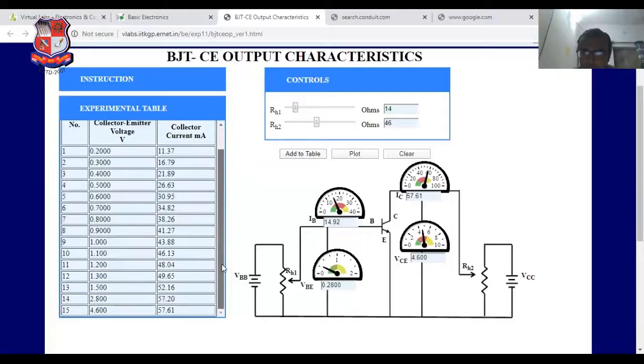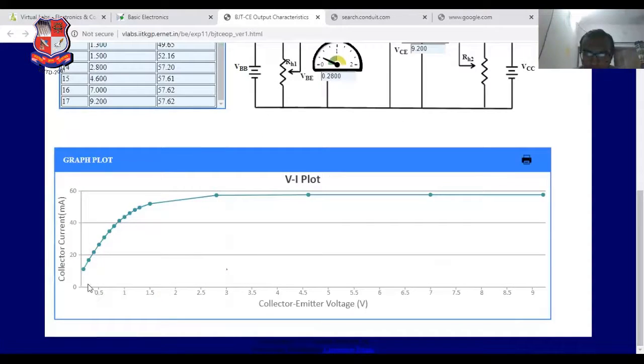Now see this, if you take different values. Now see 2.8 volt, 4.6 volt, collector to emitter: current is constant. See this, current is constant. After 2 volt, VCE equal to 2 volt, collector current remains constant. Now if you plot these values, see this plot. This is the output characteristics of the common emitter configuration of a transistor.